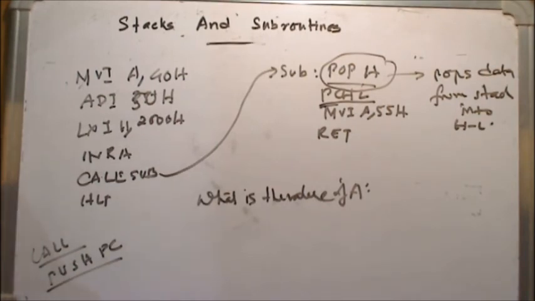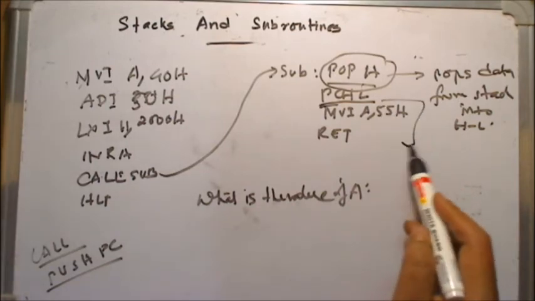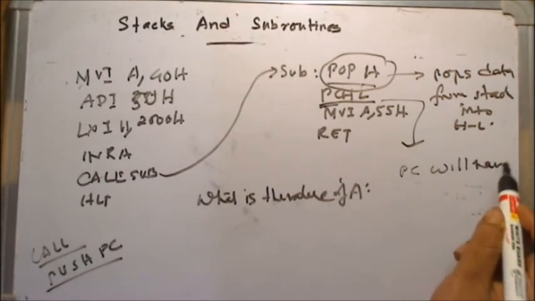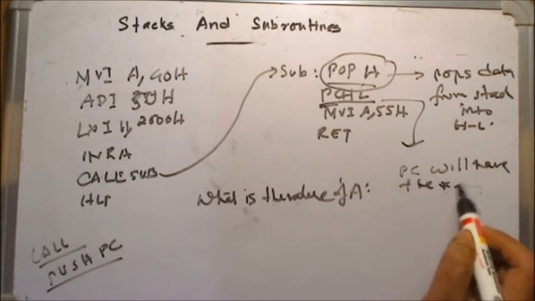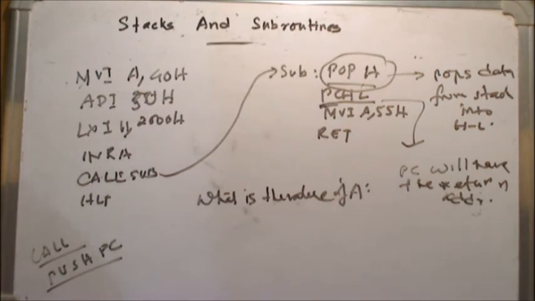PCHL will do PC gets the value of HL pair. Now the HL pair has the return address, which means PC gets the return address. Understood? PCHL. Now the PC will have the return address, right?